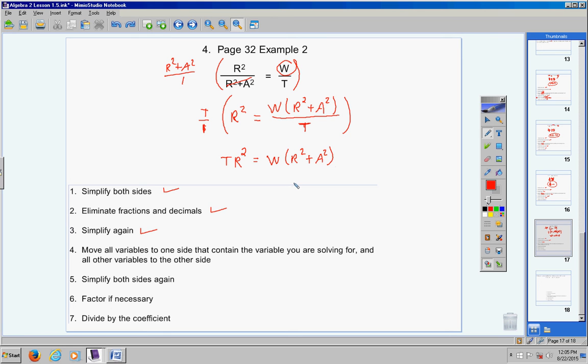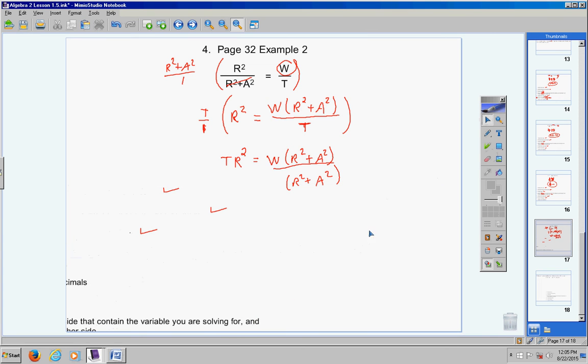I would just recommend that you recognize that you want to get w by itself, so divide this side by r squared plus a squared, but what you do to one side, you have to do to the other side. Now watch carefully. This whole binomial means two-termer. This whole binomial here cancels this binomial here, left with w.